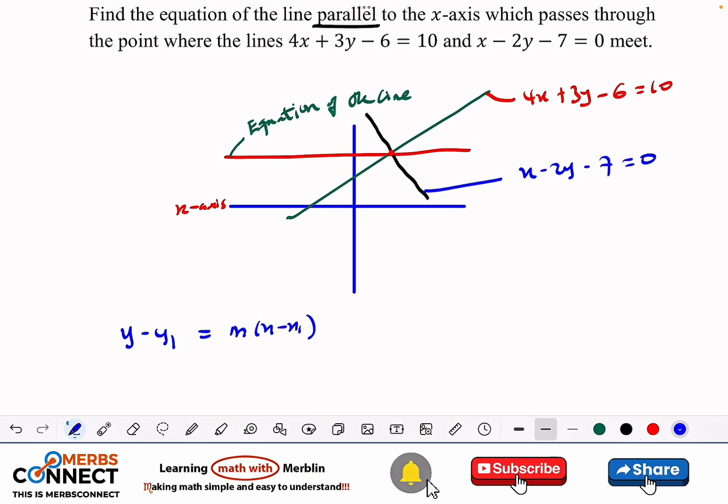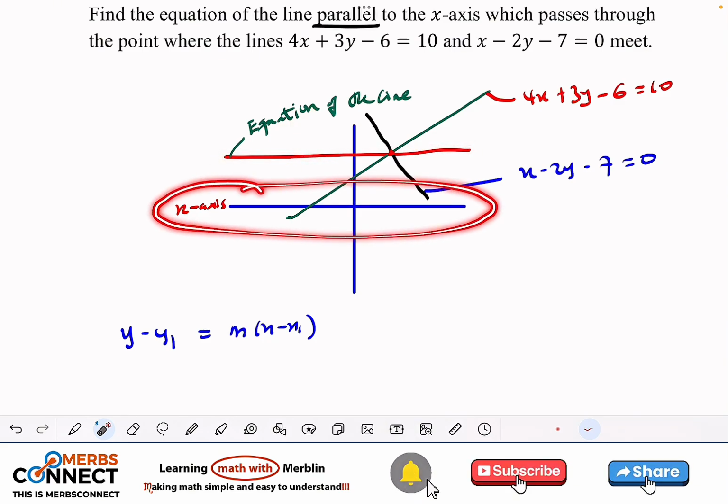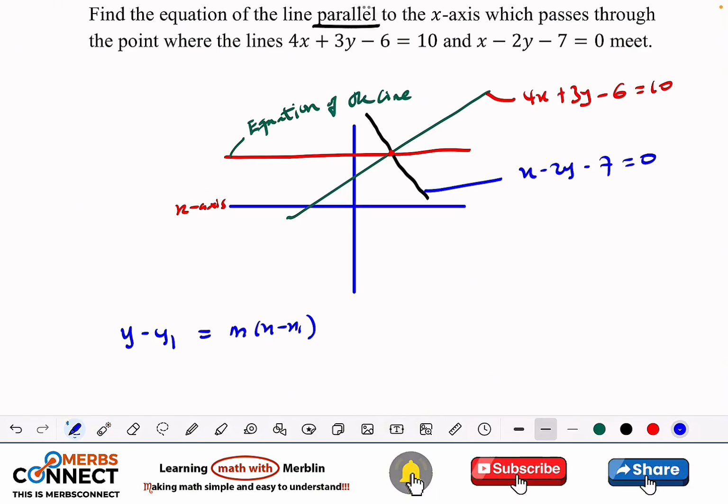So it means that basically we need a point on the equation of the line. We need a point on this, and we need the slope. But we said that the slope is equal to 0 because this line here is parallel to this x-axis here. So what are we going to do?